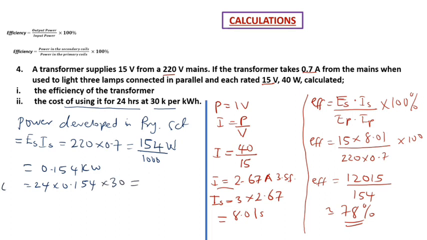So let me just write it there, the cost for 24 hours. So that's going to be 0.154 times 24 times 30. That's equal to 110.88 kobo. We can divide this by 100 just to convert it to naira. So that will be equal to 1.11 naira, approximately 1.11 naira. So that gives the answer to this.